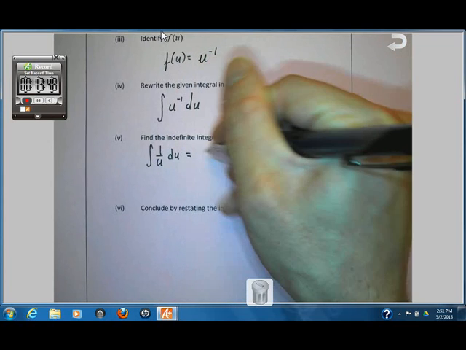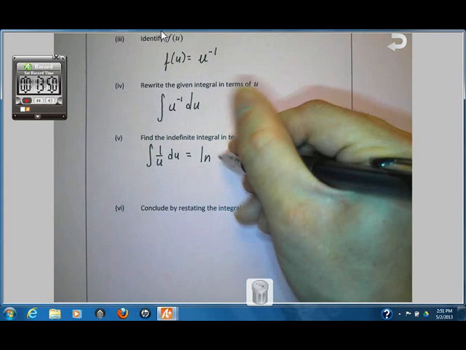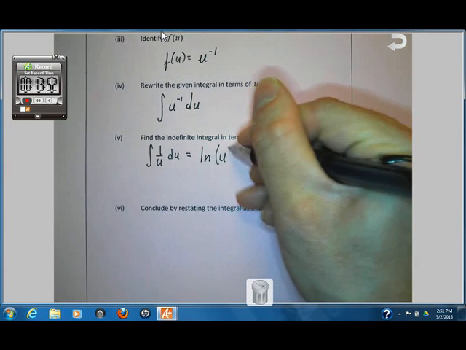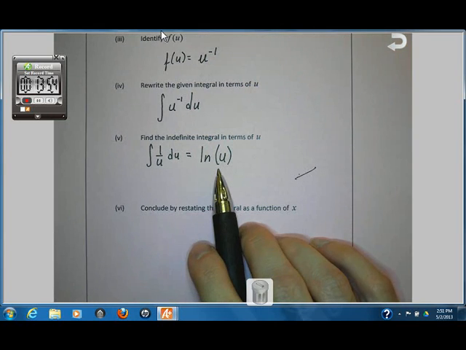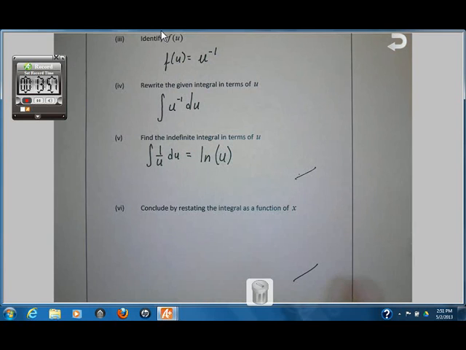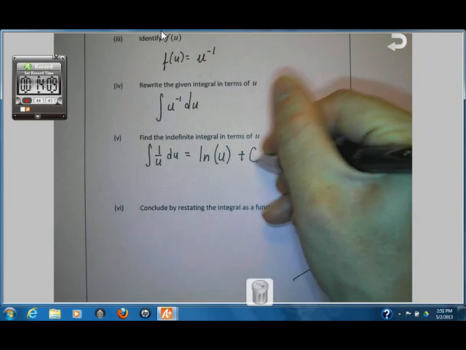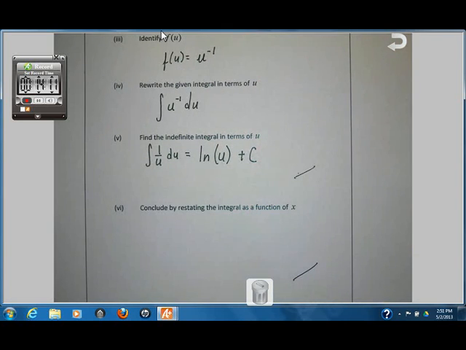Plus arbitrary constant, right? And then, last step, we are taking the natural log, but instead of u, what are we taking? What's u? x squared minus 7, and we still have what? Arbitrary constant. Alright.